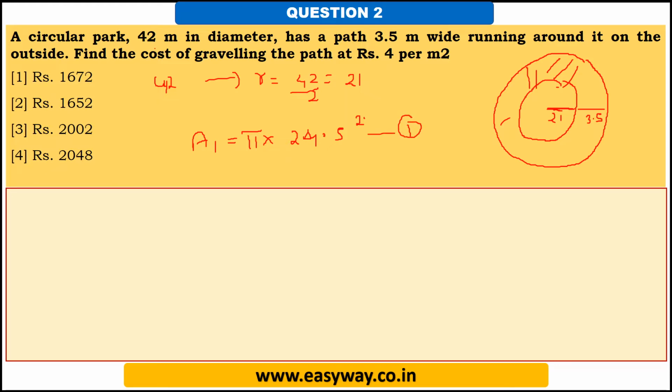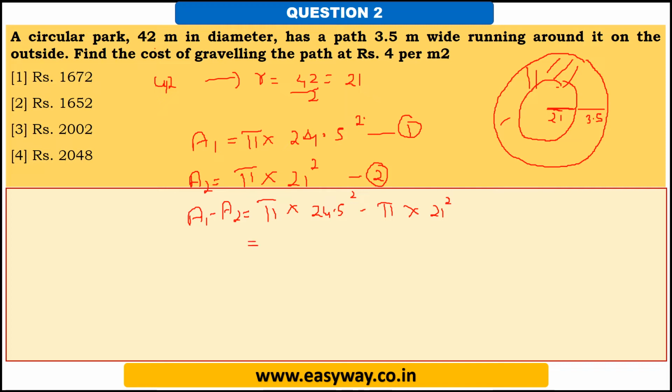Now next, area of the smaller circle, let us say A2. So that will be pi into the radius. What is the radius of the smaller circle? 21. So 21 square. Now what we have to do, we have to find out this area. So what will be this area? Area of A1 minus area of A2. Then we'll get this area, and then we'll multiply by 4. So what we'll do, we'll subtract area 2 from area 1. So A1 minus A2 will be pi into 24.5 square minus pi into 21 square.